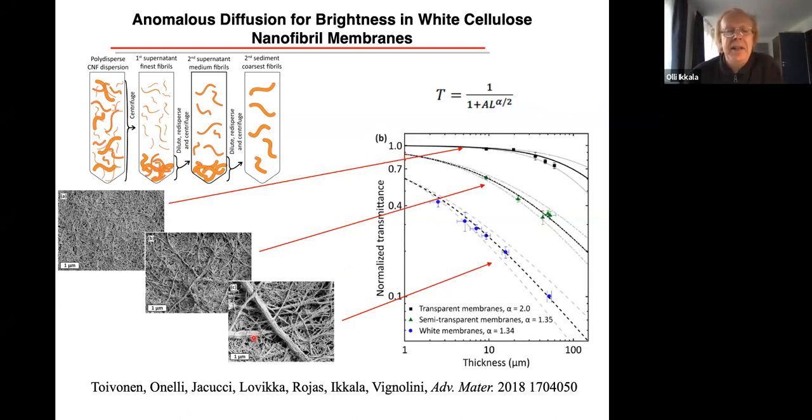But in this material, which we intentionally made in a very poor way, we notice that the transmittance goes much more quickly down as a function of thickness than in the normal diffusion. Incidentally, this can be modeled as so-called anomalous diffusion. Anomalous diffusion is not the normal Brownian diffusion, but this anomalous diffusion is observed in very many living materials.